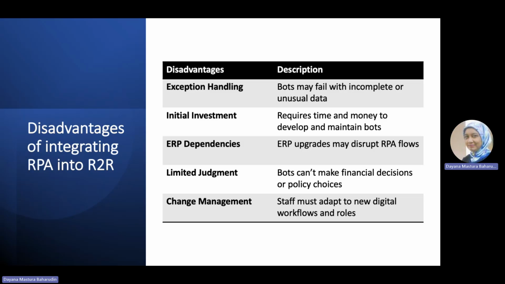And then lastly, look at change management. Staff must adapt to new digital workflows and roles. There are people who do not want to work with automation. I've seen that firsthand with my former students. I have former students who are willing to work with automation. They willingly joined the automation team and started to learn coding, computer science, IT, technology, on top of having qualified as ACCA, and they're doing SEMA and all that. So that's really amazing.